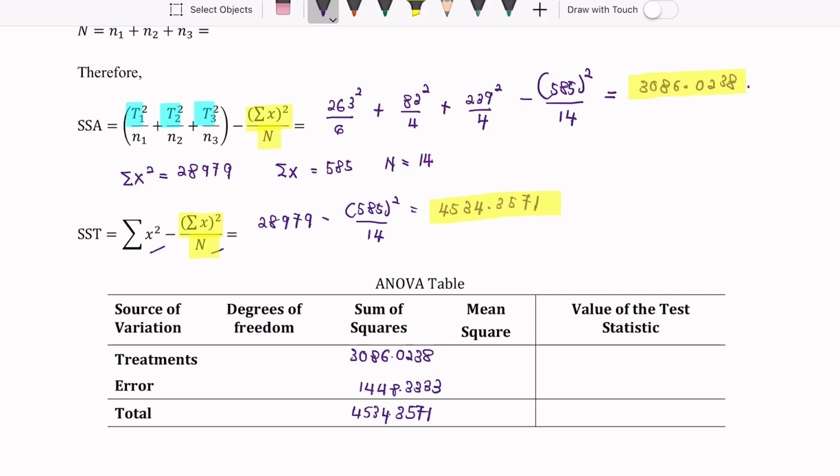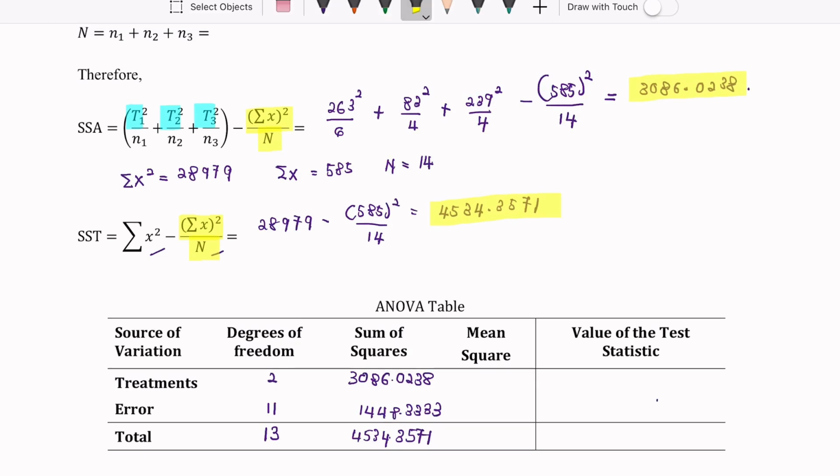The degree of freedom of the treatment is K minus 1, number of groups minus 1. Since we have 3 groups minus 1, then we have 2. Degree of freedom of error, we have capital N minus K. Capital N is 14 minus K, then we have 11. And the total is capital N minus 1. 14 minus 1, we have 13.